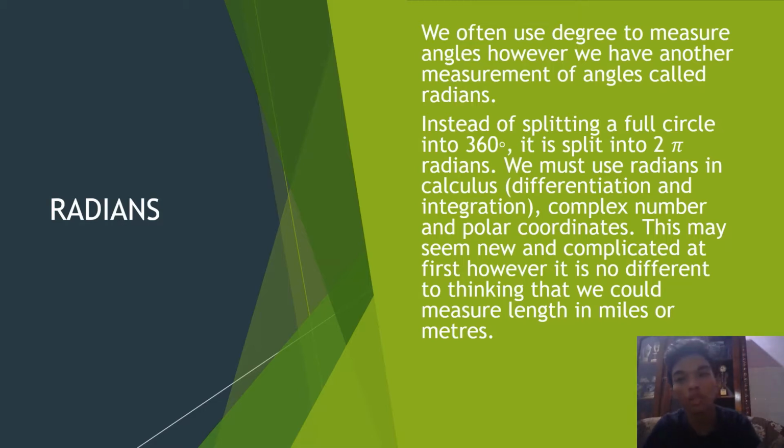We often use degree to measure angle, however, we have another measurement of angle called radian. Instead of fitting the full circle 360 degrees, split into 2 pi radian. We must use radian in calculus, differentiation and integration, complex number and polar coordinate. It may seem new and complicated at first, however, it is no different than how we could measure length in meter.